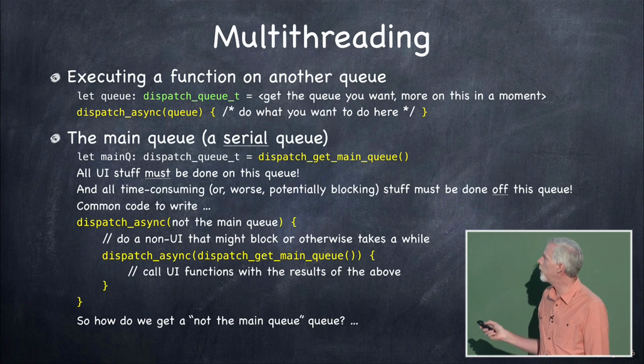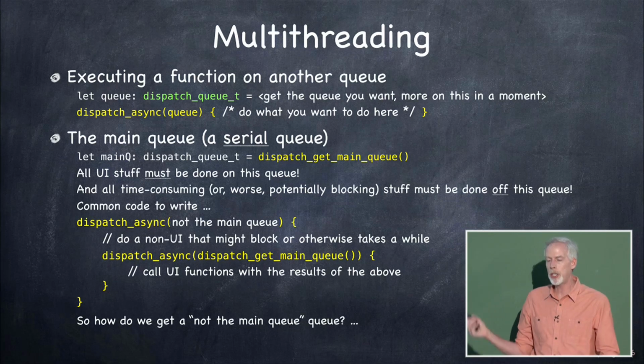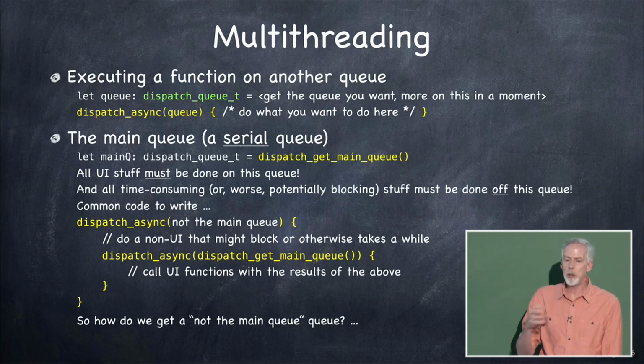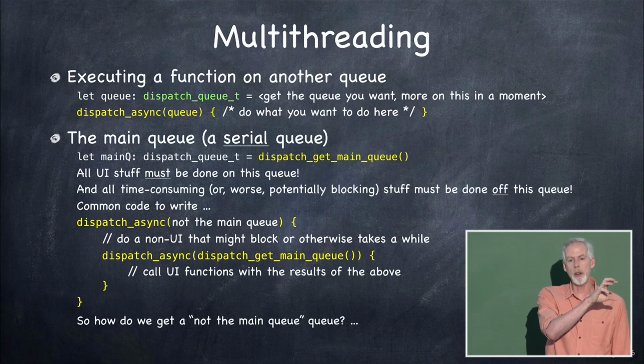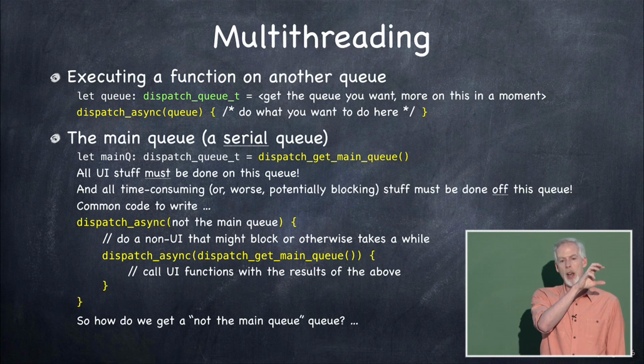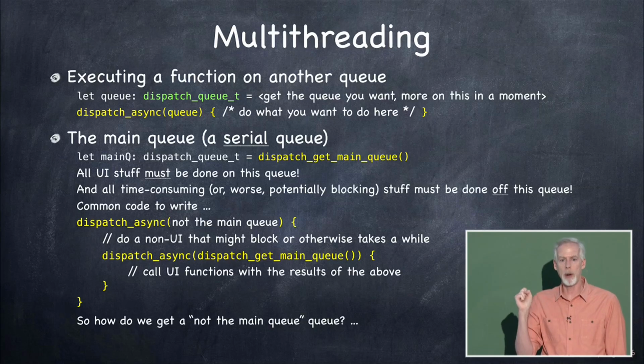And then this outer closure just happily runs to completion and it's done. Meanwhile, that inner block has been posted on the main queue and it's just waiting for it to be first in line and for the main queue to be quiet, and then it'll pick it up and run it. Got it?